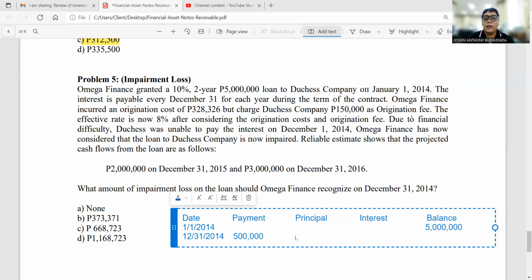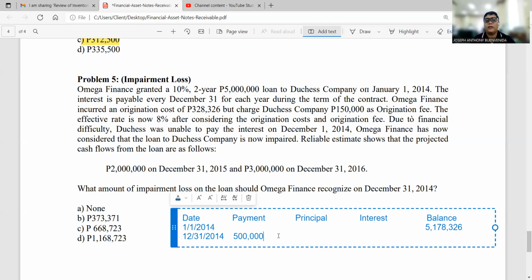Okay, so using atong mga origination cost and origination fee, idugang ta ang origination cost and i-deduct ta ang origination fee. Okay, so ang value niya is 5,178,326. Okay? So equal payment siya, di ba? Equal payment siya of 10%. So 5 million times 10%.